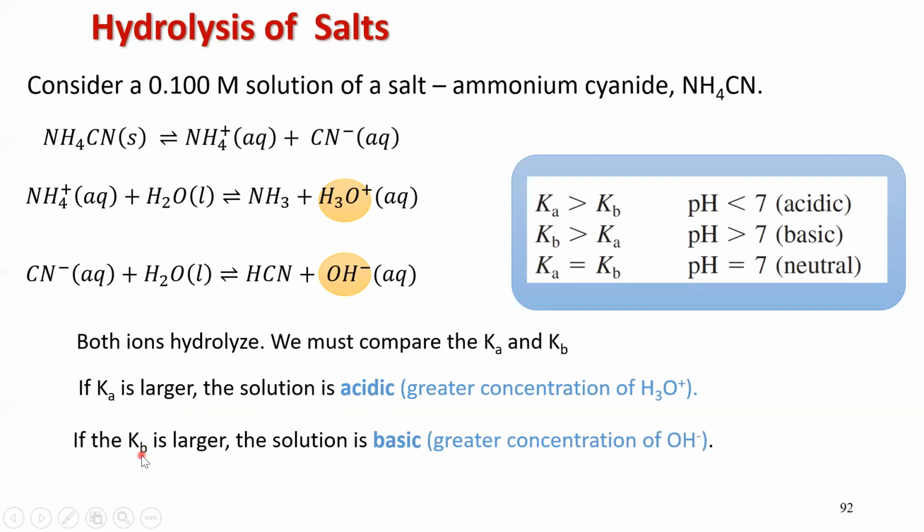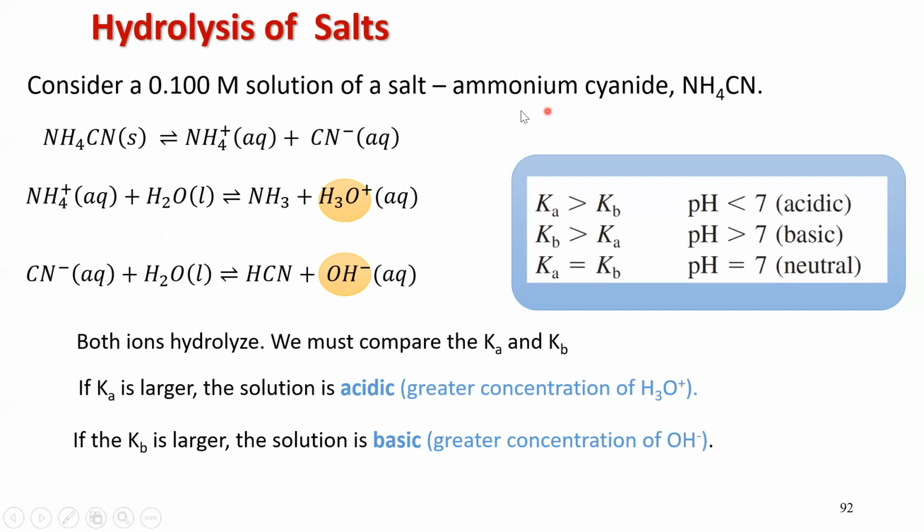And if the Kb is larger, it's going to be basic because we're going to produce more hydroxide ions. So it just depends. Is this equilibrium greater where we're producing more hydronium ions? It would be acidic. Or is this equilibrium producing more hydroxide ions? And then it would be basic.